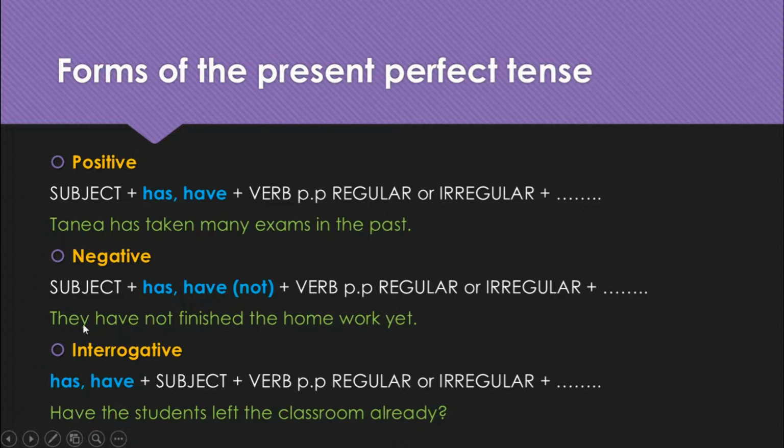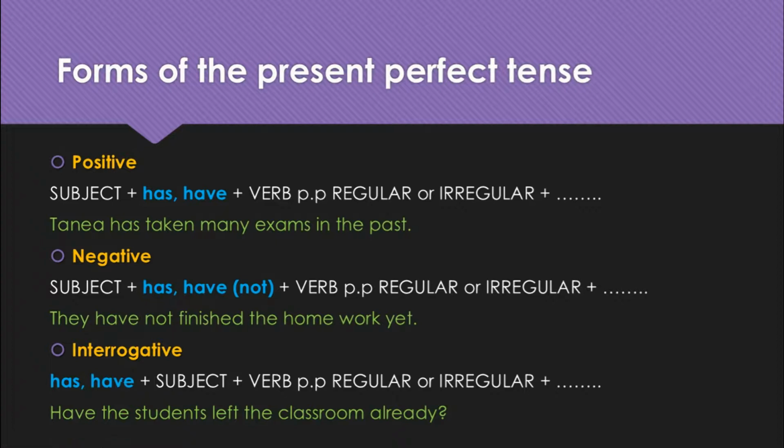So what does this tell us? They have not finished the homework yet. So they have some time to do the homework in the past, right? They have had some time, a duration, and they have not finished it yet, right? So I'm telling you, in a duration of time, something is not being done, right?